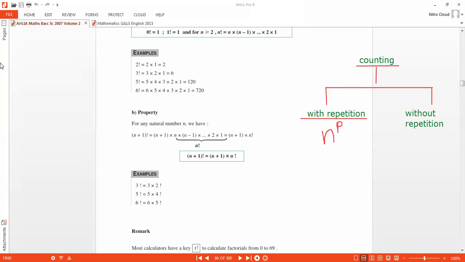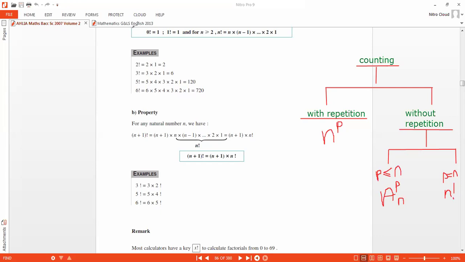If we have without repetition, in this case, we have 2 cases. Let me just write them quickly. Both of them are without repetition. If P is less than or equal to N, then we use APN. If we have P exactly equal to N, then this is permutation, then we use N factorial.